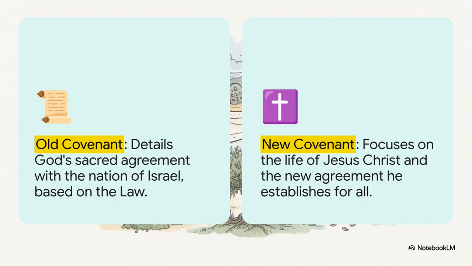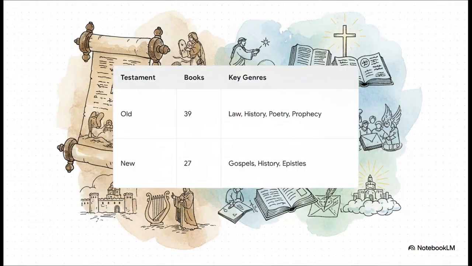The Old Testament is mostly about God's covenant with the nation of Israel. Then, the New Testament shifts the focus completely, centering on the life of Jesus Christ and the new covenant that he brings. And if you look at this table, you can see just how diverse this library is.